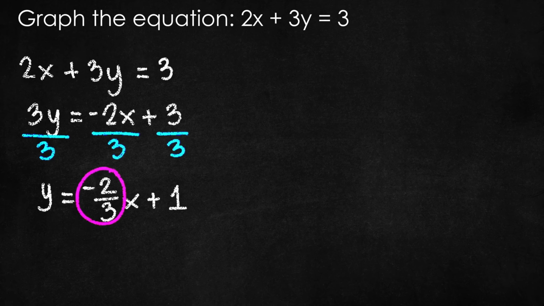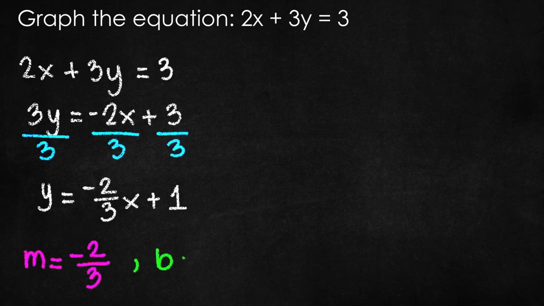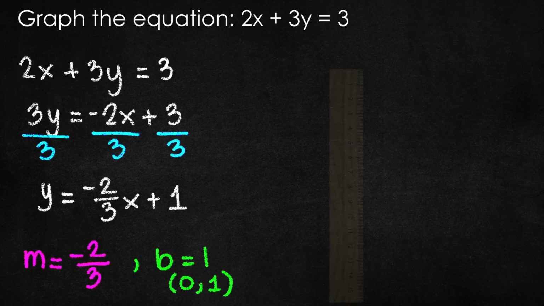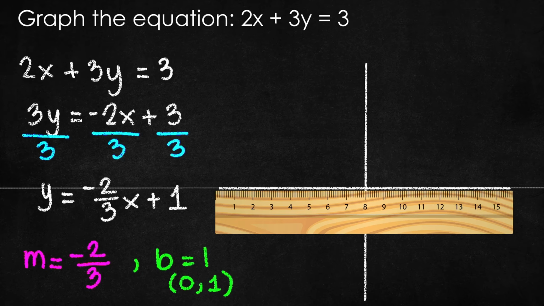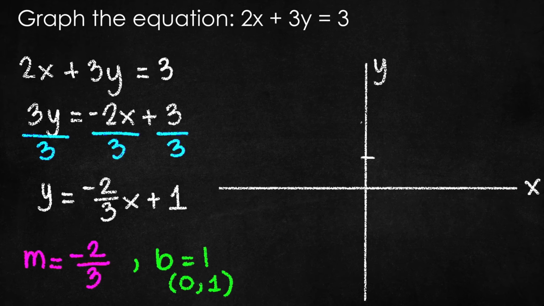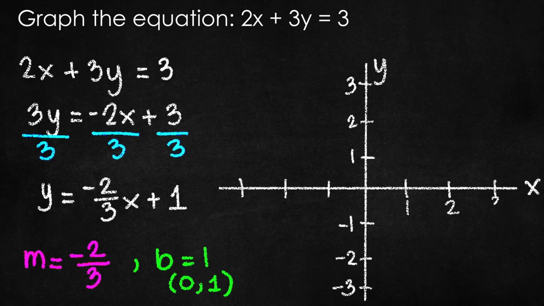The slope is negative 2/3. The y-intercept is 1, and this y-intercept corresponds to the ordered pair 0, 1. Now it's time to graph the coordinate plane system. Plot the y-intercept 0, 1.